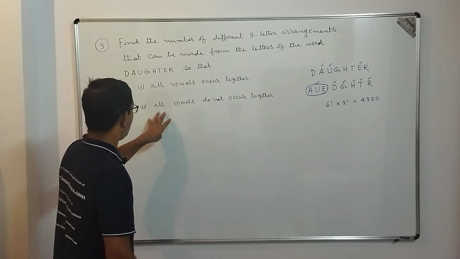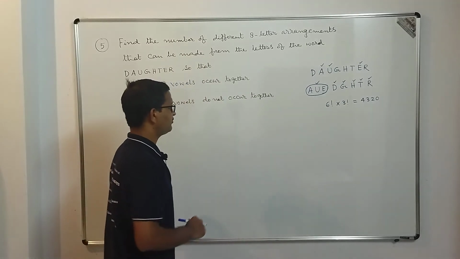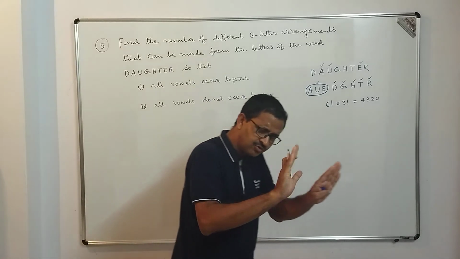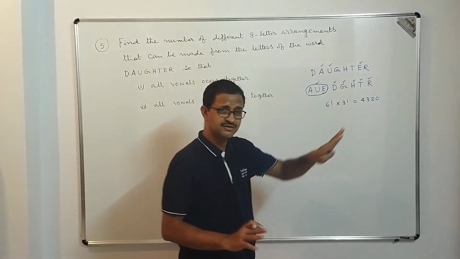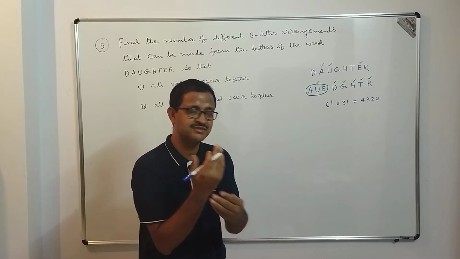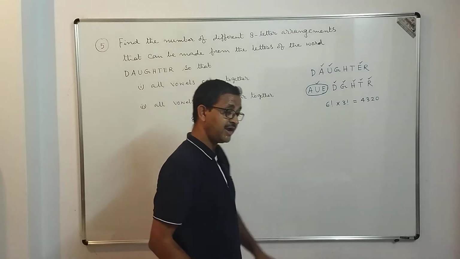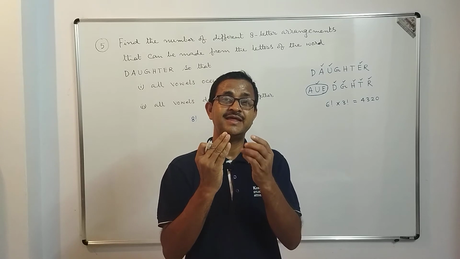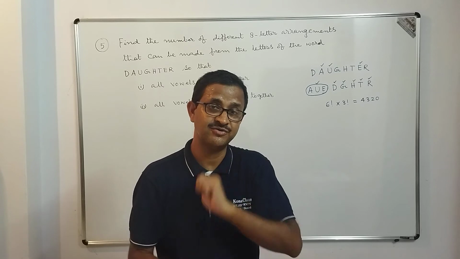Now let's come to the next one: all vowels do not occur together. How to approach this question? Let's forget about the vowels. How many letters are there? 8 letters. Those 8 letters can be arranged in 8 factorial ways, because all these 8 letters are distinct. So 8 factorial is the total number of ways in which these 8 letters can be arranged among themselves.